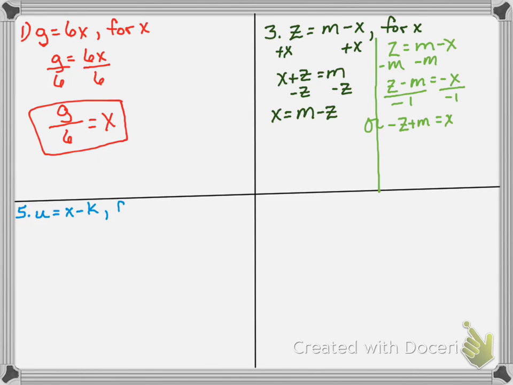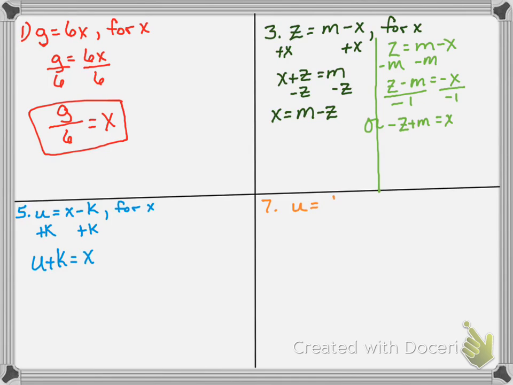Now, on to number 5 that's already started down here. We have u equals x minus k. We're going to solve for x. We start by adding k to both sides. So u plus k is equal to x. And that's all there is to that one.